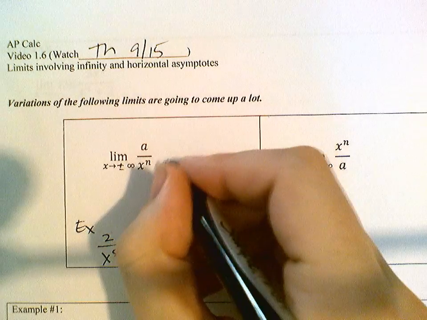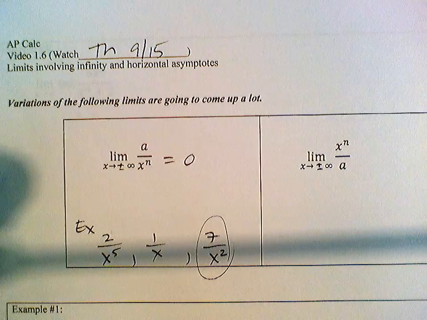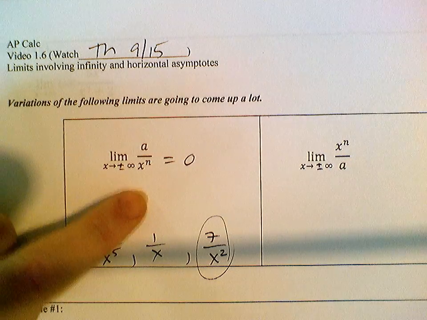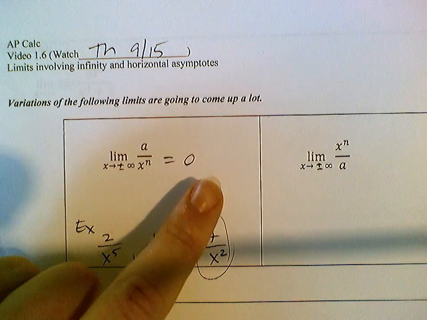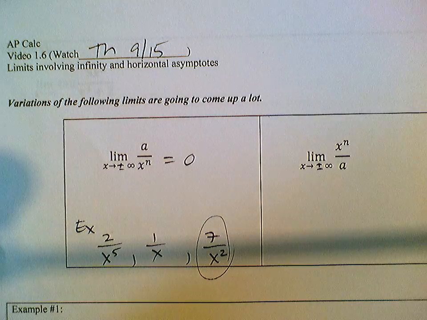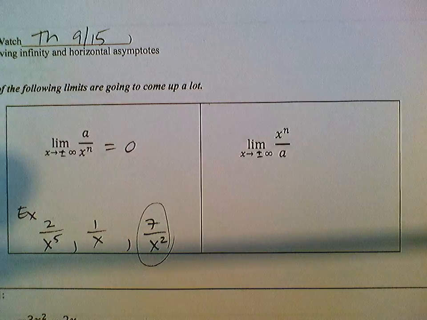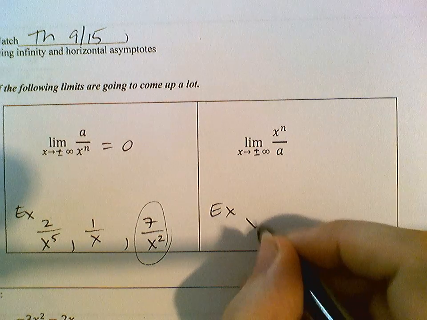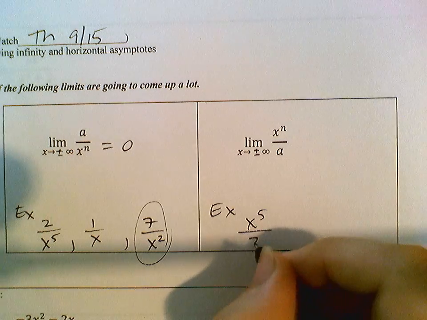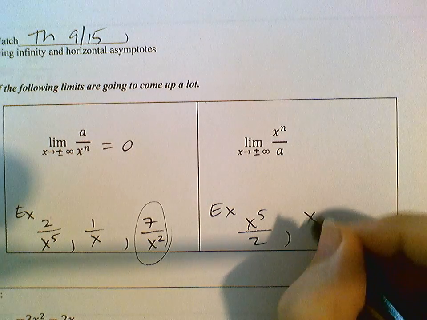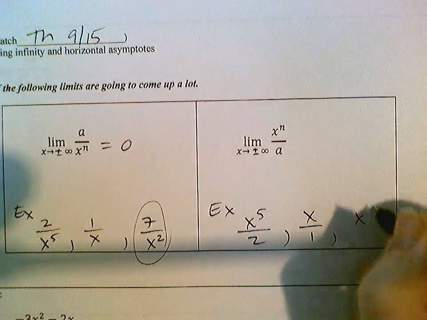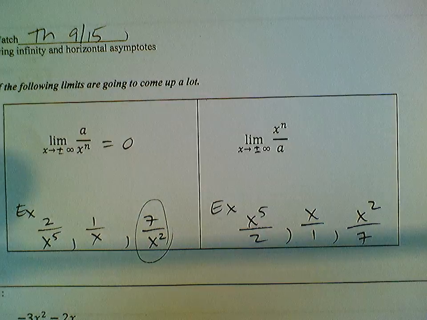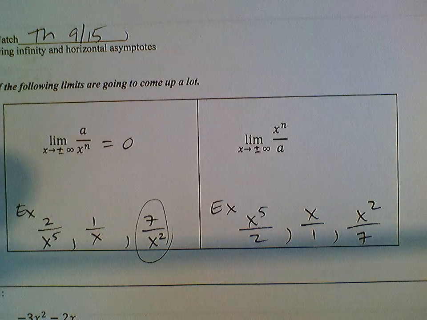So if you have a situation like this, where the denominator is outgrowing the numerator, the y values are going to approach 0. All right, now the reverse situation over here. This one comes up, I don't know, kind of less, I think. Maybe that's not true, but, all right, so over here, these would be examples of this situation.